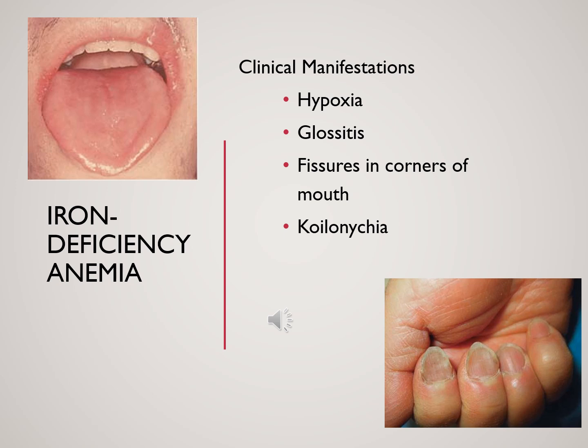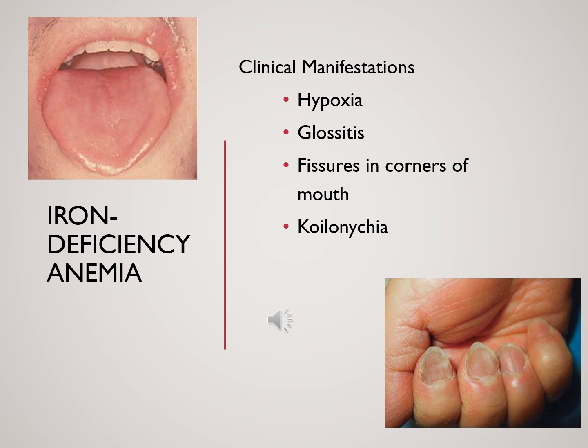It makes it appear smooth and shiny because of the flattening of the lingual papillae. Spoon-shaped fingernails, or koilonychias, are the result of severe prolonged iron deficiency, which renders the cells of the fingernails soft and malleable. The pressure exerted by ordinary functions, such as writing, causes the nails to become deformed.